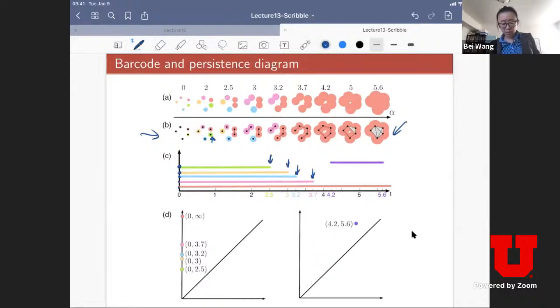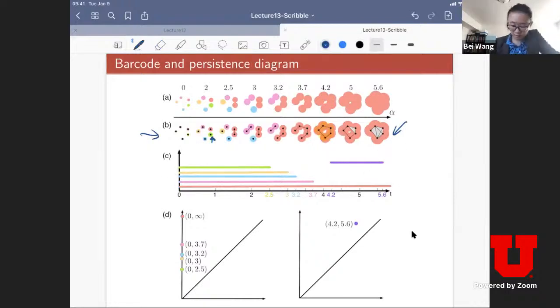And then at radius 4.2, that is where the birth event happened, right? If you look at the simplicial complex, this is where the edges connect, forming a loop. That is the birth time of this thing. And its death time is when the triangle comes in. It gets filled in. So that is when the loop disappears, right? So this thing here in C, what I just drew, is the barcode.